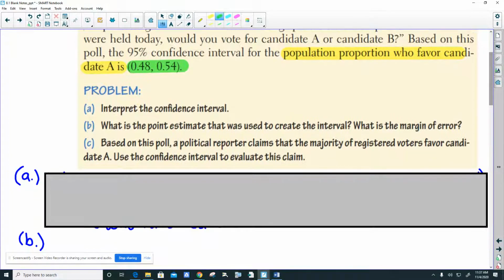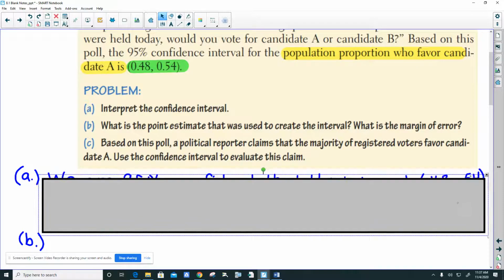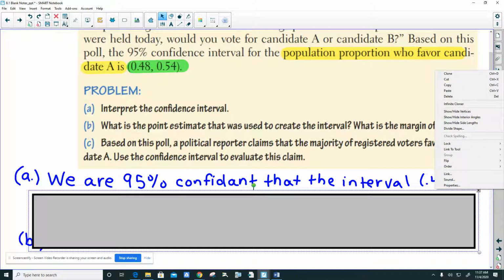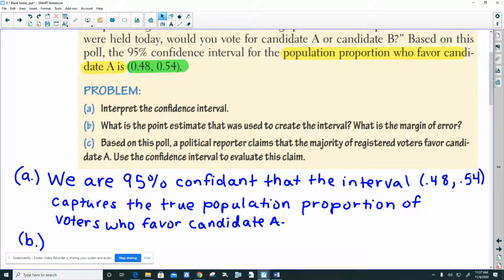Okay, what we're asked to do here in part A is to interpret the confidence interval. And we had discussed the template on the previous video for how to interpret a confidence interval. That interpretation should begin stating the confidence level, which is we are 95% confident that the interval, and we want to state that interval, between 0.48 and 0.54 captures, and we want to say what in context we are capturing in that interval, captures the true population proportion of voters who support candidate A. You notice that's what I highlighted there in the problem.